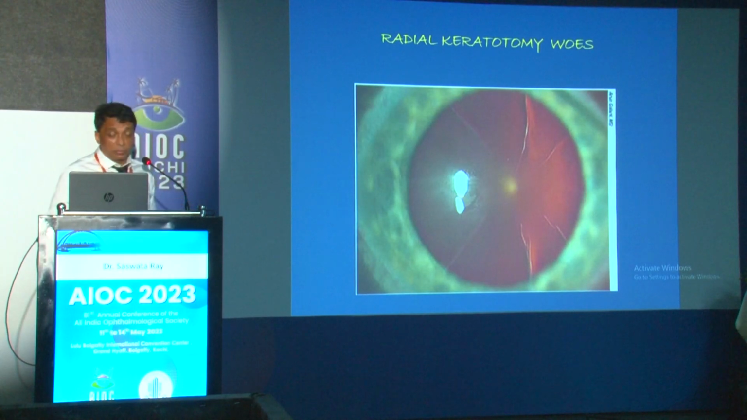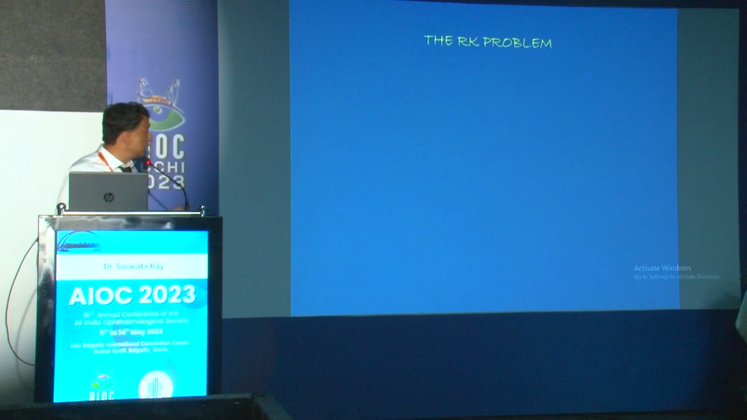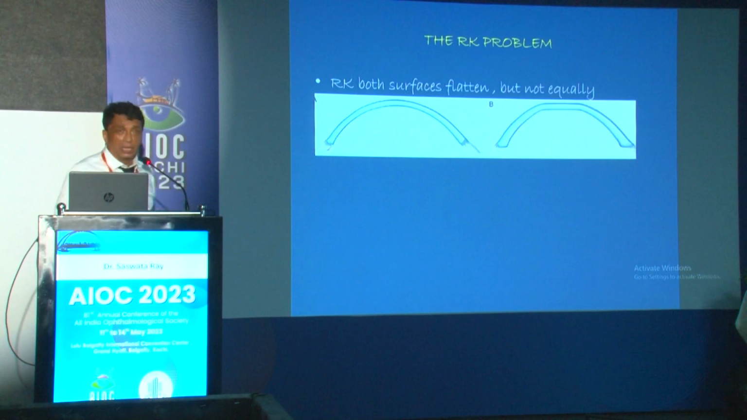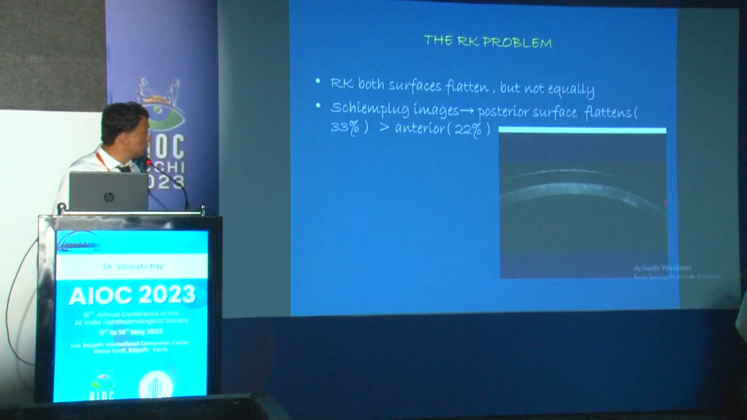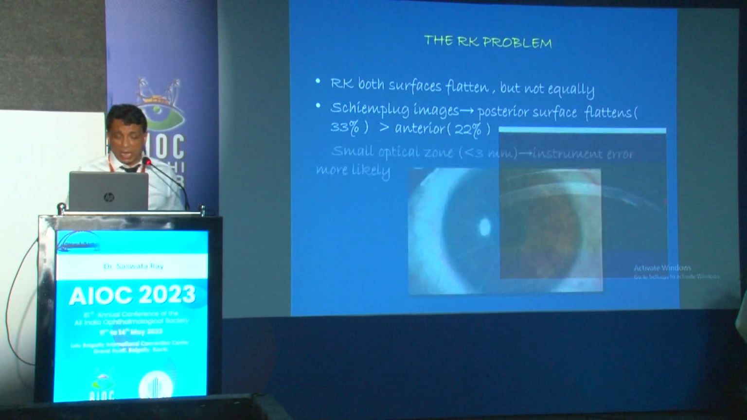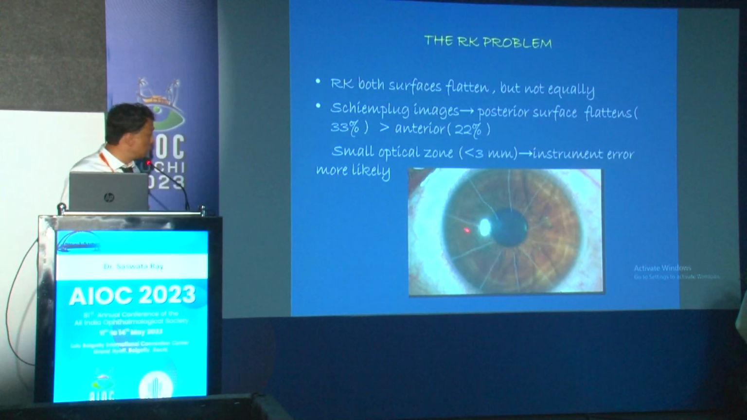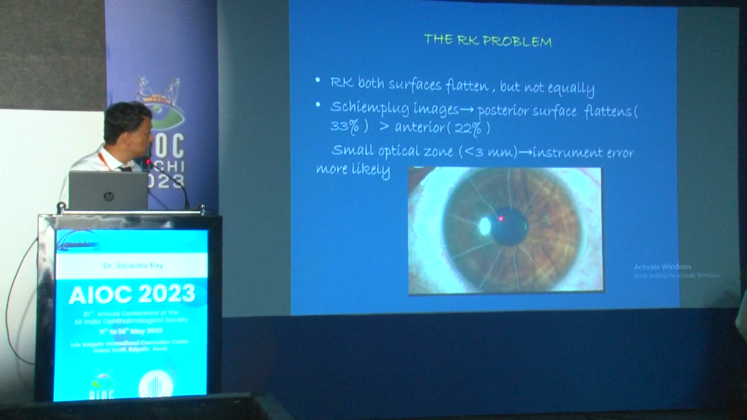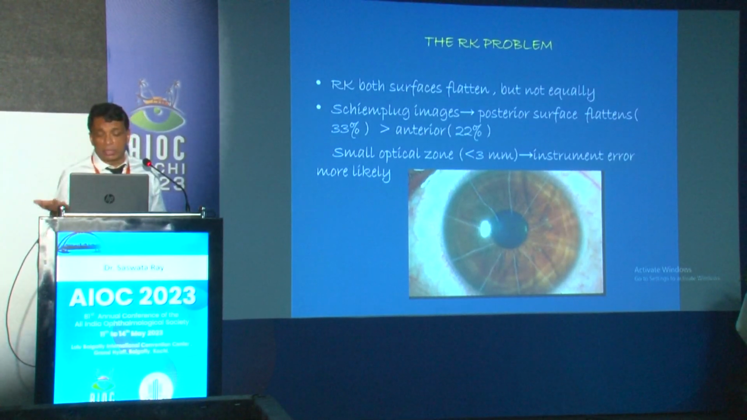RK is another problem. The problem is that you see both surfaces flatten. In LASIK, only the anterior surface flattens, not the posterior. But both surfaces flatten in RK, though not equally. The posterior surface flattens more, about 33%, the anterior surface only 22%. And that causes another problem because the optical zone is smaller here, 3 millimeters. So instrument error is more likely. Okay?